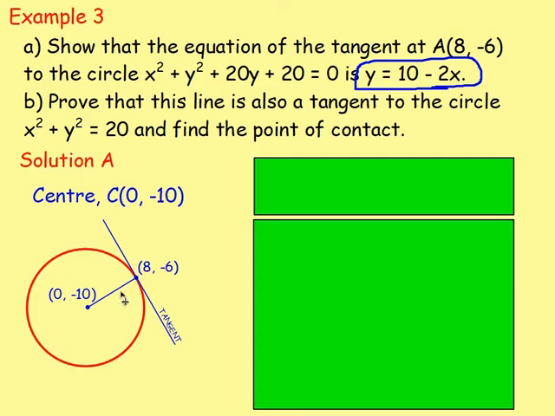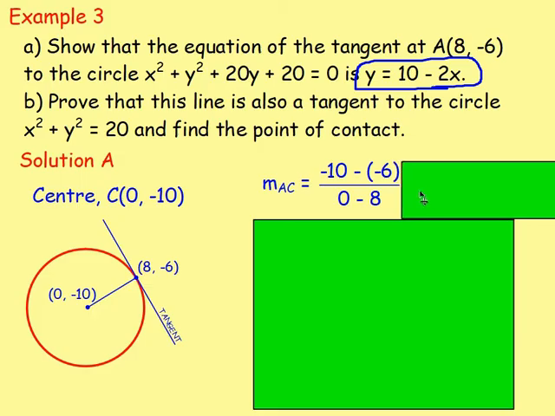But the way you get that is to get the gradient of the radius here between these 2 points. So the gradient between A and the centre would be y2 take y1 over x2 take x1. So do negative 10 take away negative 6 over 0 take away 8. That'll give me negative 4 over negative 8. Cancel the negatives, and that would give 1/2. So you know the gradient of the radius here would be 1/2.